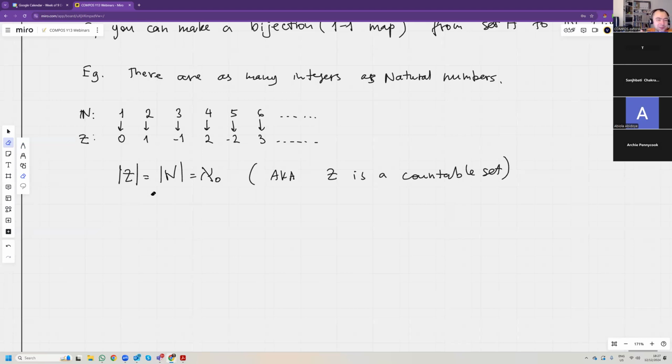Okay, now countable sets. The set of even numbers is countable because if you write down all the even numbers, 2, 4, 6, 8, etc., you can correspond them to 1, 2, 3, 4, 5. You can enumerate them, so you can make a one-to-one correspondence between them. The set of even numbers has the same cardinality as the set of natural numbers, which is again Aleph naught.